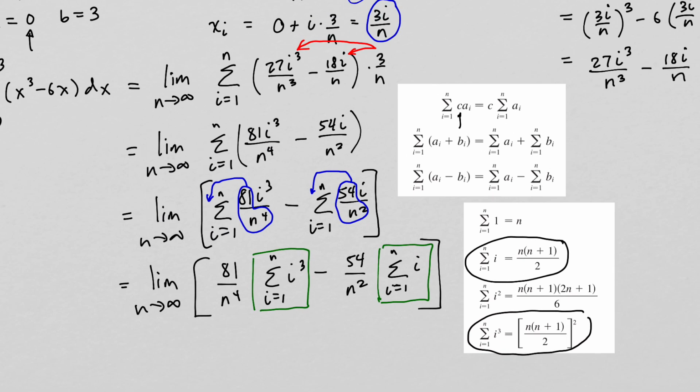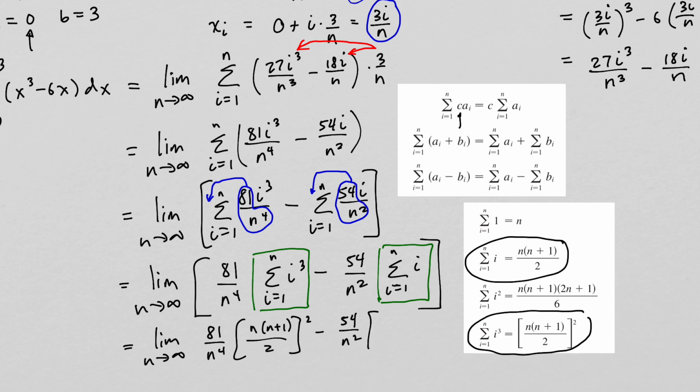So this becomes the limit as n goes to infinity, 81 over n to the fourth, and that summation gets replaced with n times n plus 1 divided by 2 quantity squared. Minus, then we have 54 over n squared multiplied by this summation. And the summation of i is this formula right here, n times n plus 1 divided by 2. Now we just need to evaluate this limit.